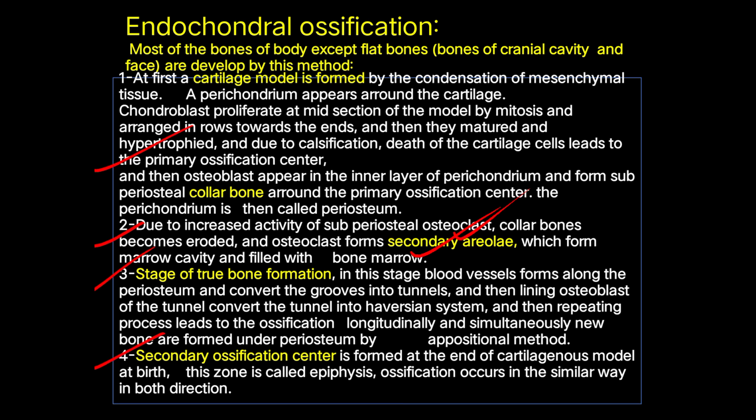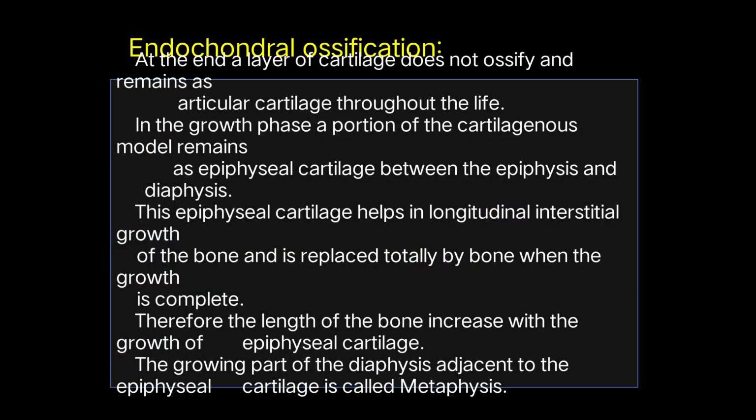Then the secondary ossification center is formed at the end of the cartilage model at birth, and this zone is called the epiphysis. Ossification occurs in a similar way in both directions.